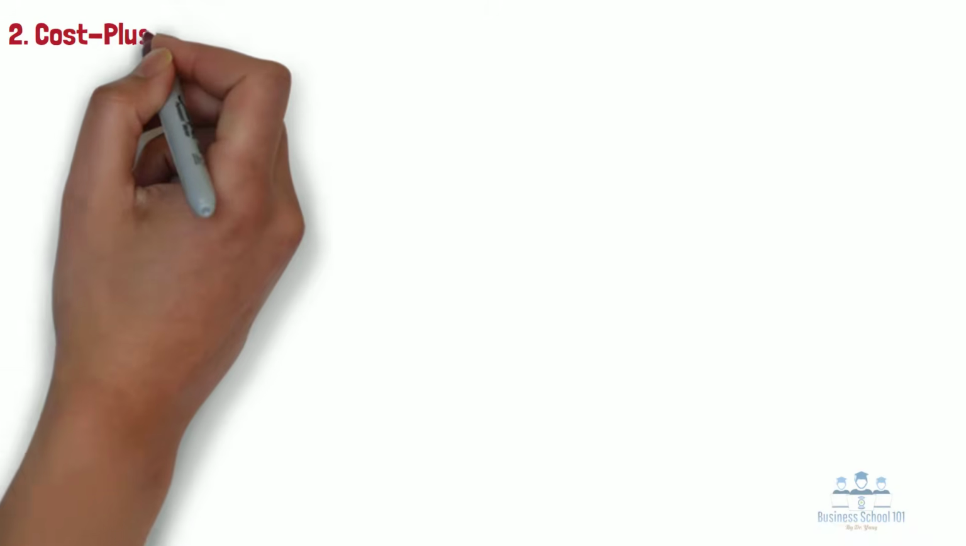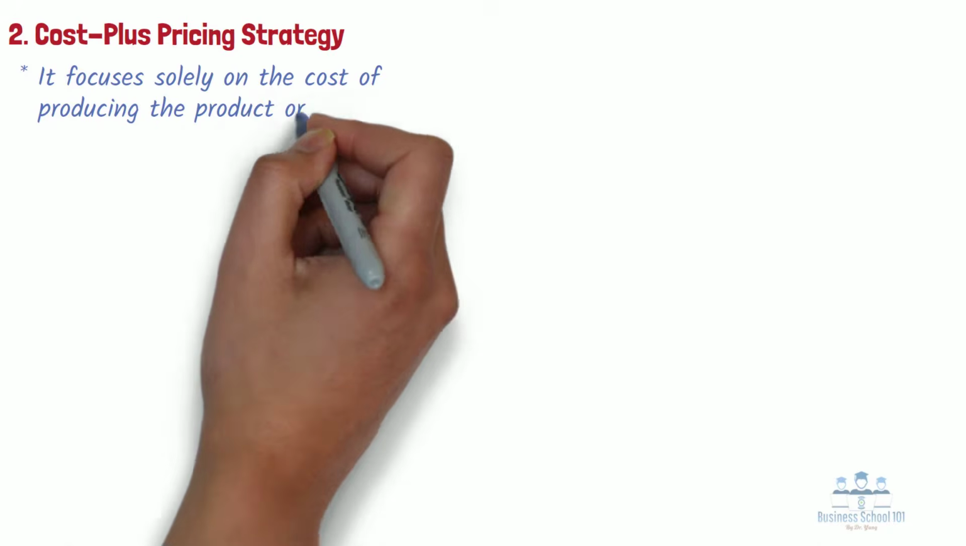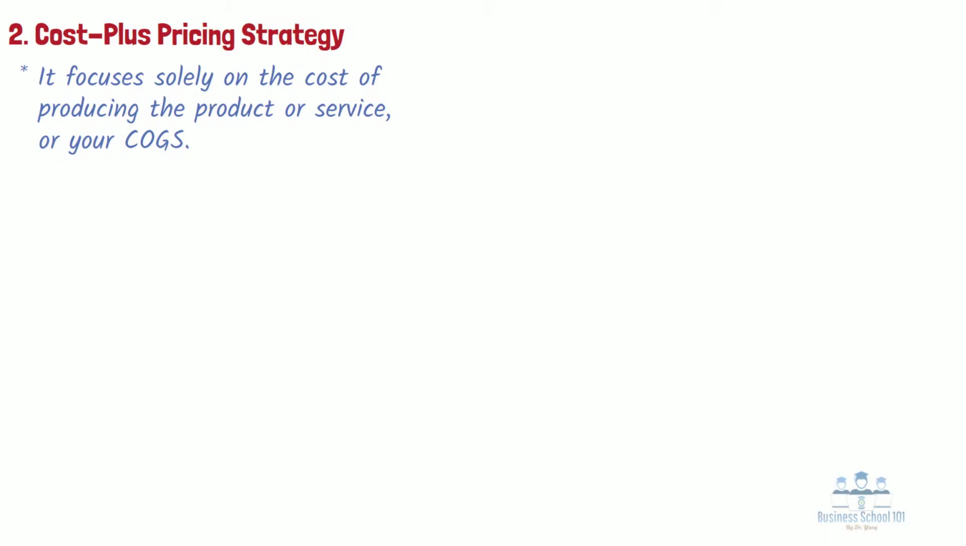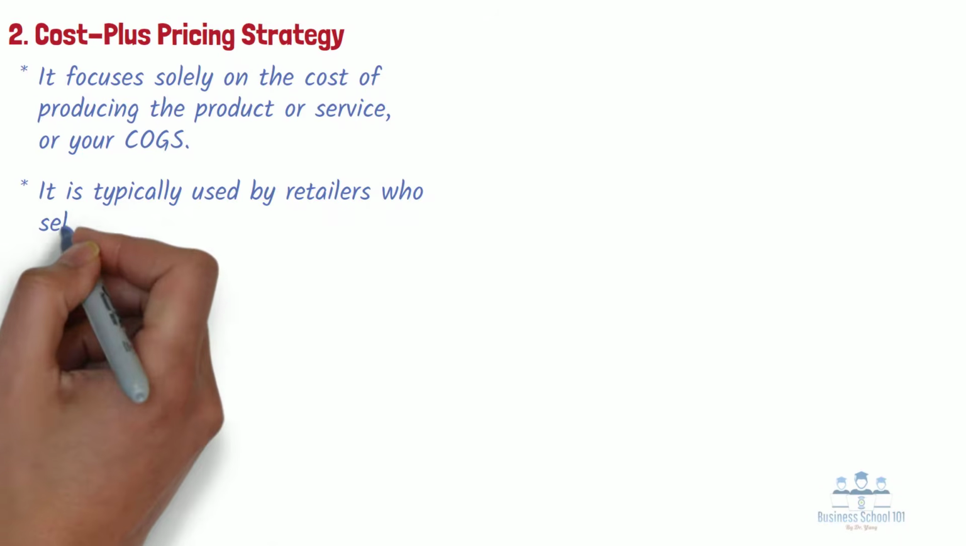2. Cost-plus pricing strategy. A cost-plus pricing strategy focuses solely on the cost of producing the product or service, or your COGS. It's also known as markup pricing since businesses who use this strategy mark up their products based on how much they'd like to profit. Cost-plus pricing is typically used by retailers who sell physical products.